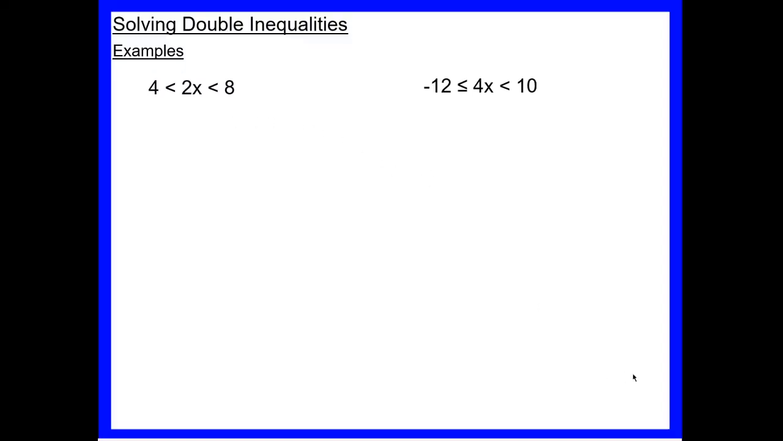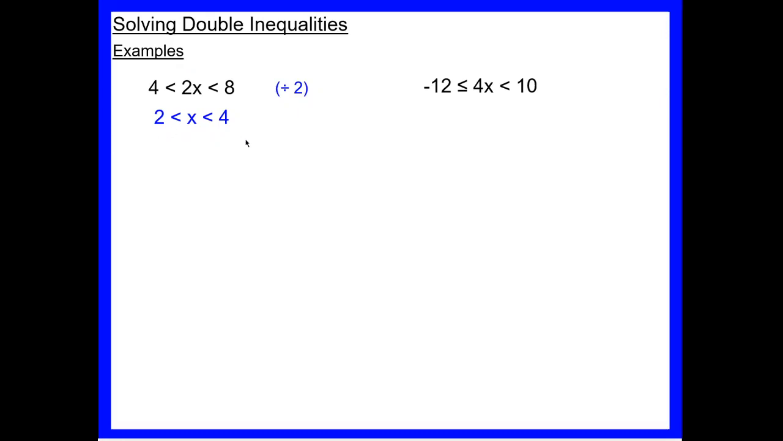Now the way we solve these then is, again, we're going to use a balancing method, but we have to balance all three parts. So whatever we do to one, we're going to do to all three this time. So remember, again, to solve it means we want x on its own, so we want a single x in the middle. So we need to get rid of this 2 here, and it's 2 times x. So to get rid of the 2, we're going to divide by 2, and we divide all three parts by 2 this time. So we do 4 divided by 2, 2x divided by 2, and the 8 divided by 2. And we get 2 is less than x, which is less than 4. And that is now solved.